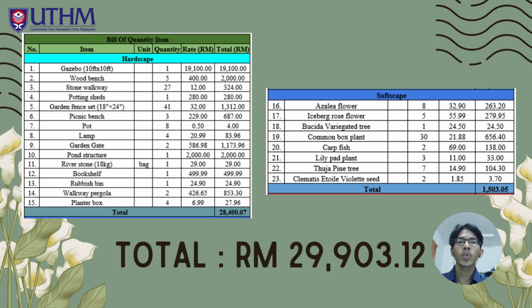For softscape, we have azalea flower, iceberg rose flower, bukida variegated tree, common box plant, koi fish, lily pad plant, thuja pine tree, and clematis etoile violet seed, with a total of 1,503 ringgit and 5 cents. So the total of our BQ is 29,903 ringgit and 12 cents.